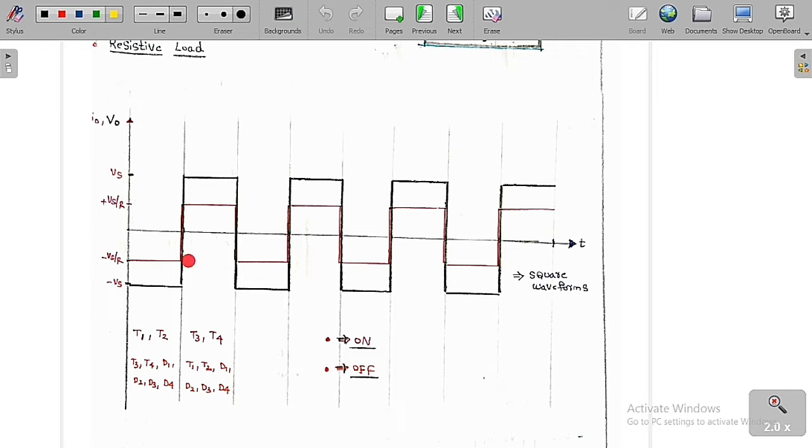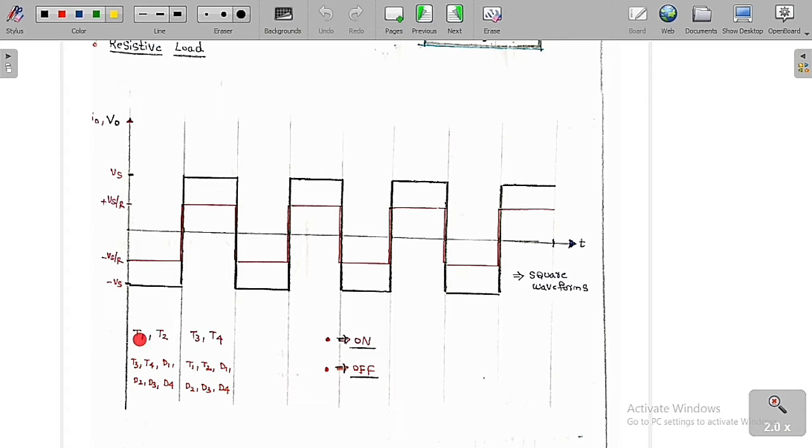This is what you are going to get, and the same thing we are going to repeat again. So we can say the output voltage is always a square waveform and the output current is also a square waveform. For an R load, both the output voltage and the output current have the same shape, but for other loads they are going to vary. So we call this a square waveform.